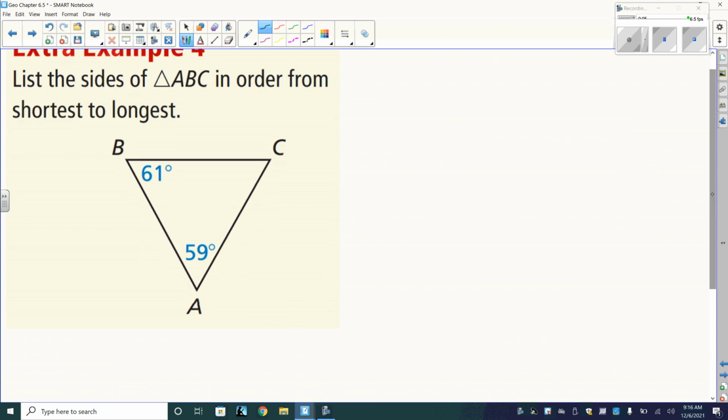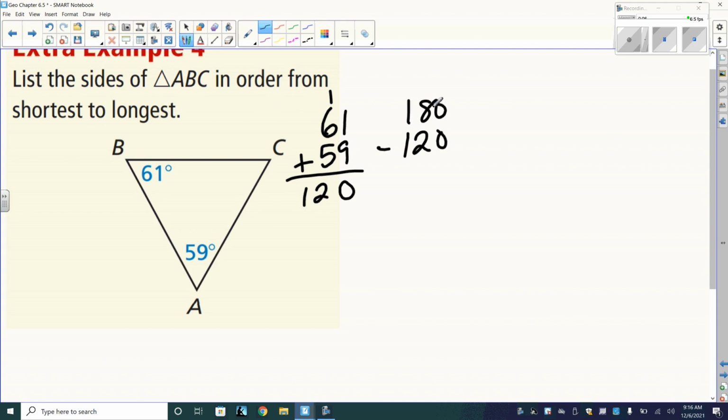All right, let's look at the next one. Again, they didn't tell us what the third angle is, but they gave us two of them, yes? Well, we can add these two angles together and subtract it from 180. That's 120. And if we subtract 120 from 180, we get 60.